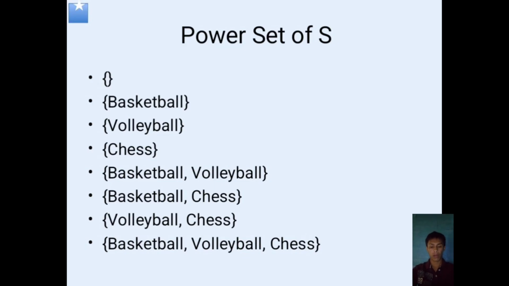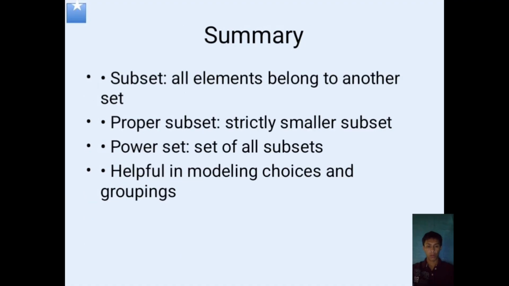So we have the null set, or none. And also basketball as one, volleyball as one, chess as one. We also have basketball and volleyball, basketball and chess, volleyball and chess, and also basketball, volleyball, and chess. So, using the power set, we got how many clubs we can join. And it also includes choosing not to join any club. We will just use the rule of the power set, which is 2^n, where n represents the number of elements of our set. So that will be all for today's discussion.